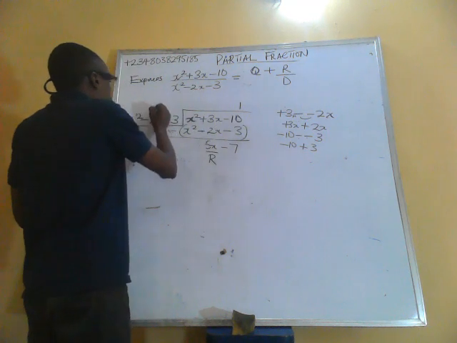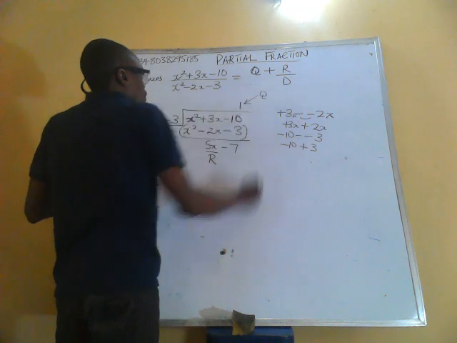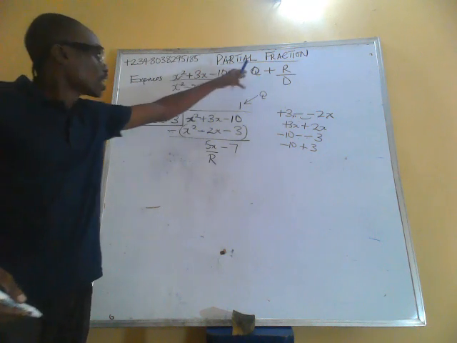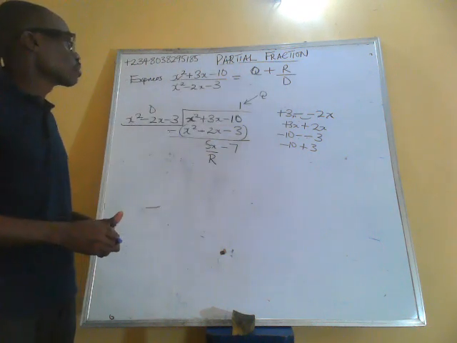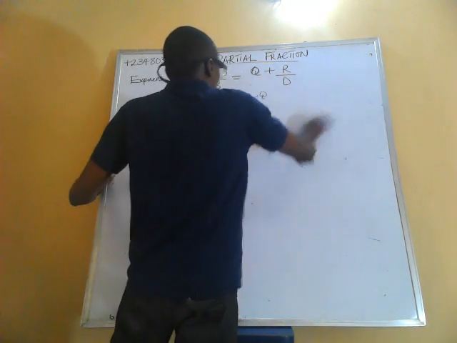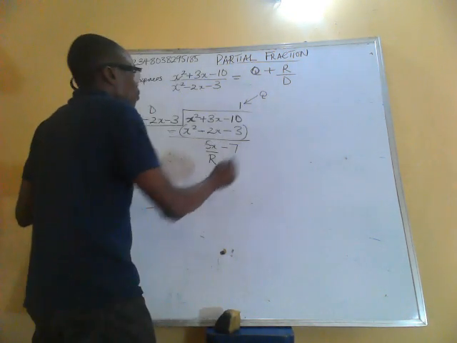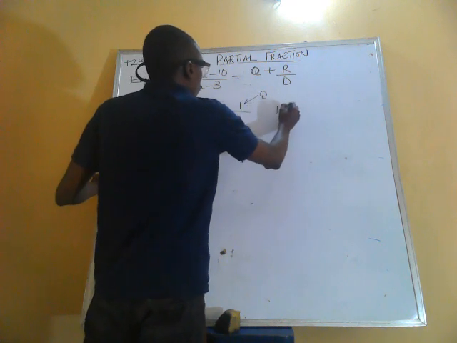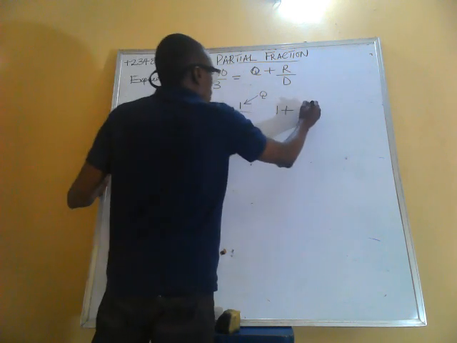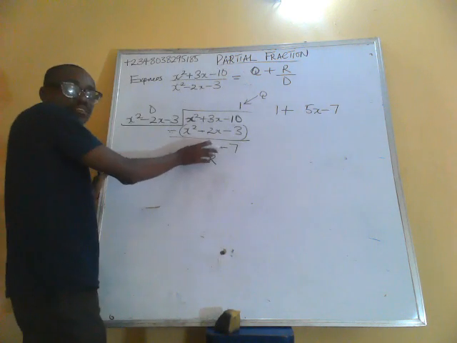This is our divisor d. This is our quotient q. So we are now going to rewrite this in this form. This is going to be the new form that we are going to write the expression we're given. So we have our quotient, which is 1, plus our r. R is 5x minus 7.